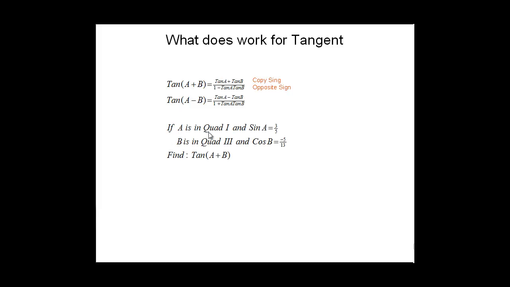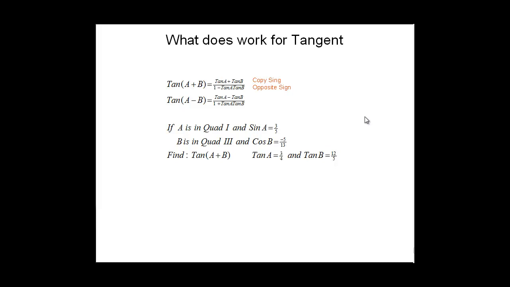Okay, suppose you have angle A in quadrant 1, where sine is 3/5. Angle B is in quadrant 3, where cosine is negative 5/13. Suppose you want to find tangent of A plus B. Okay, tangent of A, if you have 3/5, if you draw a triangle, tangent is going to be 3/4. You'll need to draw a triangle to find that. And tangent of B, if cosine of B is negative 5/13 in the third quadrant, tangent is going to be positive 12/5. Again, you need to draw a triangle.